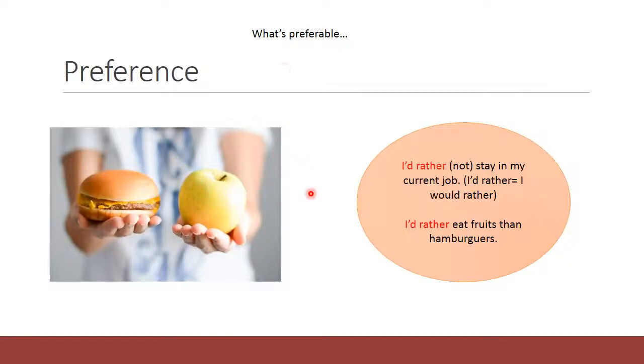For preference, what's preferable? So here we can see the picture. You have to decide, you have to choose. So for preference, we use I'd rather. I'd rather not stay in my current job. I'd rather is the short form of I would rather. The I'd in this case means would. This is a negative sentence and you can also use an affirmative sentence. I'd rather eat fruits than hamburgers. So when you use this expression, you use rather than. Okay, so don't forget about that.